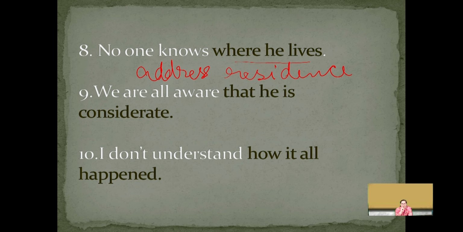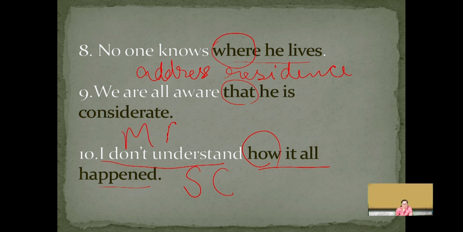We are all aware that he is considerate. Again, this is an expansion, a relative noun clause, that he is. We all are aware that he is considerate. And what is the conjunction here? The conjunction here is a subordinating conjunction. I don't understand how it all happened. How? So this word is preceding the subordinate clause, and this is the main clause or the principal clause.